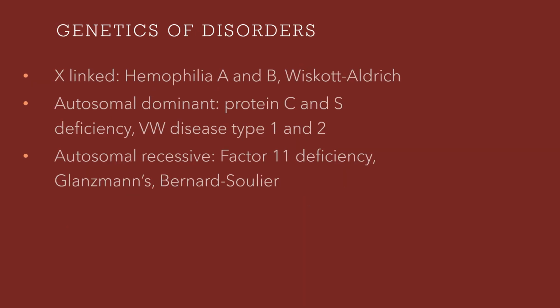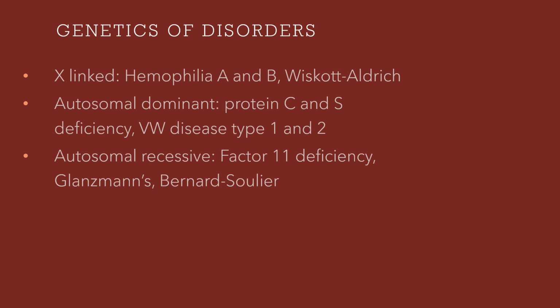So just to zoom out again, talking about many of the disorders that we've talked about throughout this video, X-linked disorders were hemophilia A and B, because they're only in boys, and then Wiskott-Aldrich, which is X-linked as well. So you're only going to see these in boys. Autosomal dominant diseases were protein C and S deficiency, and then von Willebrand disease type 1 and type 2.